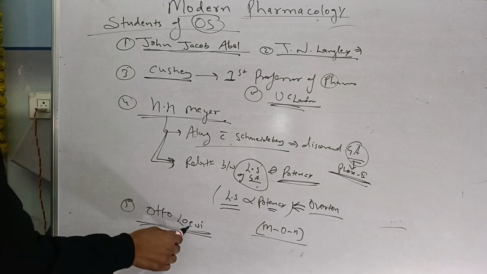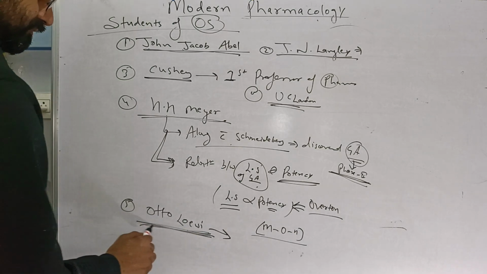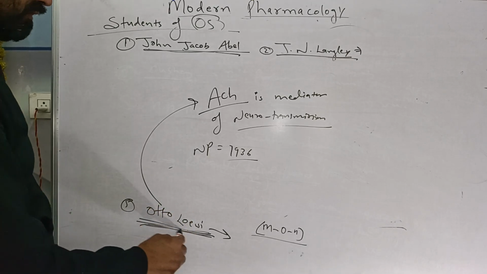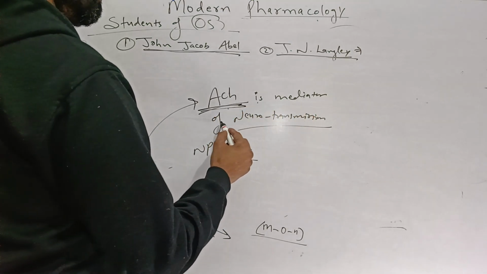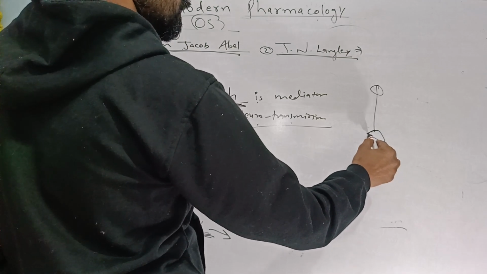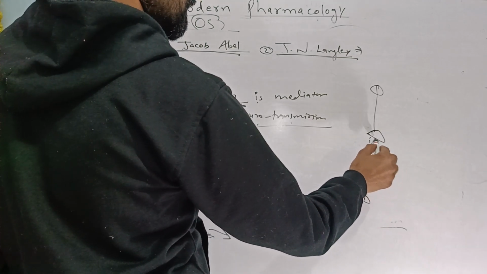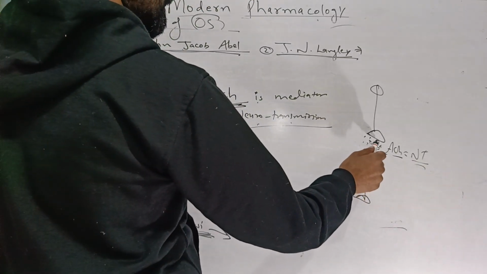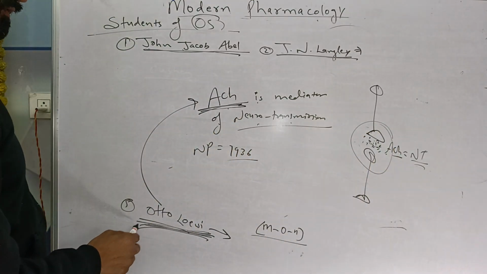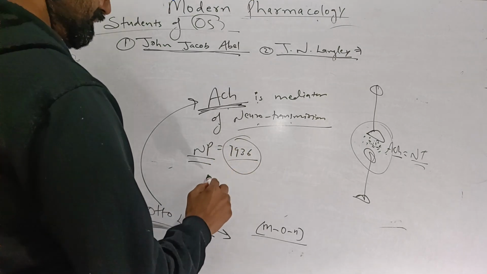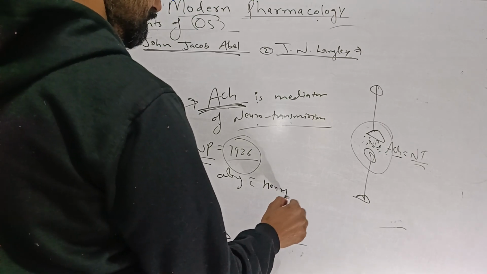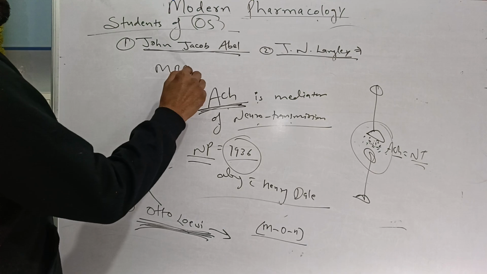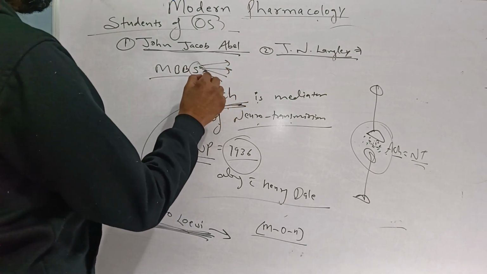After that, Otto Loewi, a student of Oswald Schmiedeberg. Otto Loewi is known for the demonstration that acetylcholine is a mediator of neurotransmission. It means that cholinergic nerves release acetylcholine, which is a neurotransmitter. This neurotransmitter function of acetylcholine was discovered by Otto Loewi, who got the Nobel Prize of 1936 along with Henry Dale. So this finishes our lecture of modern pharmacology with the trick MBBS and the 5 students of Oswald Schmiedeberg.